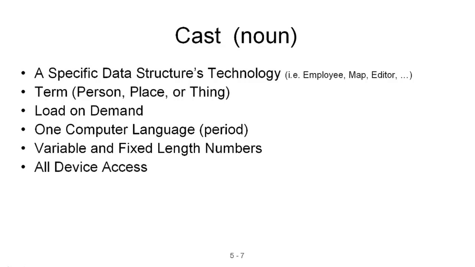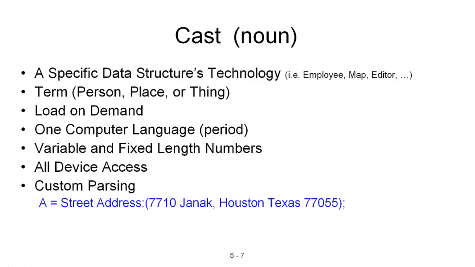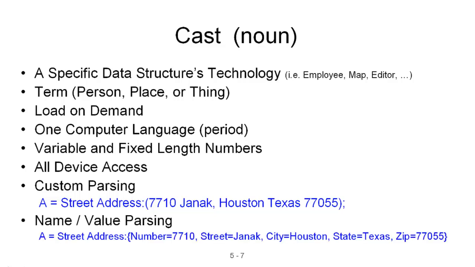It's just software. And we want access to all the devices that we have, the mouse, the screen, and so on. And we can have custom parsing. So we can say, hey, the street address and anything in parentheses is parsed by the street address logic. In the same way, we can do name equals value parsing, which is common. And so we could use braces or some other syntax to say, compiler, go ahead and parse these out for me.